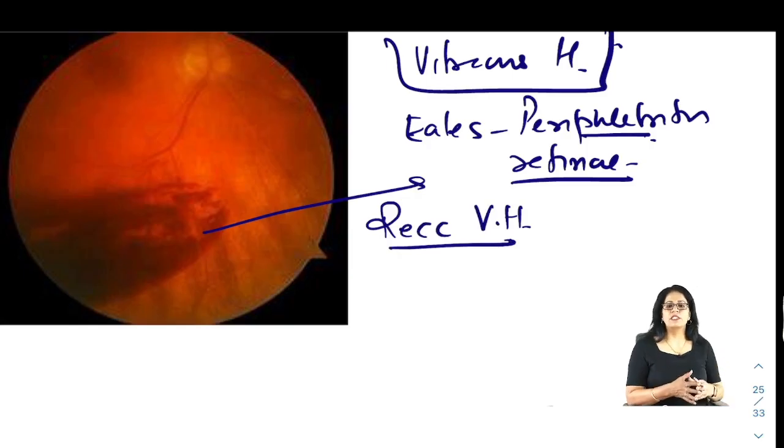I'm not going to go too much into detail on Eales, but keep this in mind because at your level, these are the two places where vitreous hemorrhage is going to be asked. Trauma, any vascular retinal pathology, or Eales disease, that is inflammation.